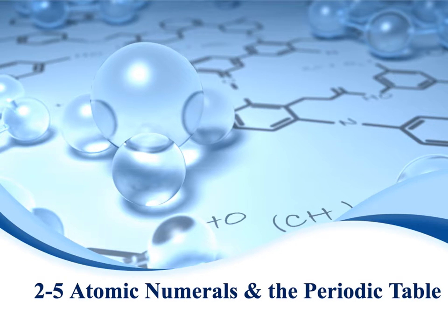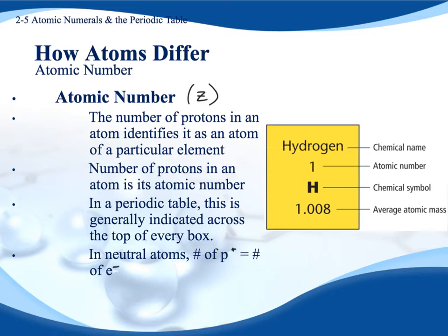Section 5 from Unit 2 discusses atomic numerals and introduces the periodic table. If you haven't already downloaded one onto your iPad or have one pulled up on a browser somewhere, go ahead and do that so you have quick access to it. The first number we need to talk about is called the atomic number.